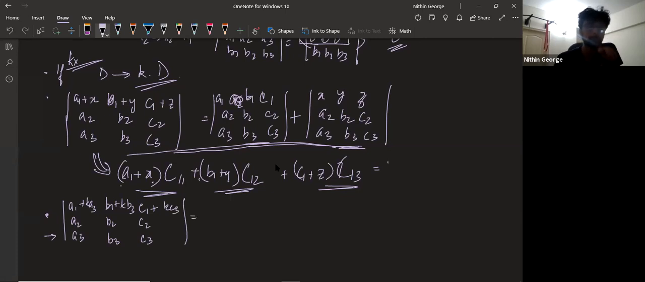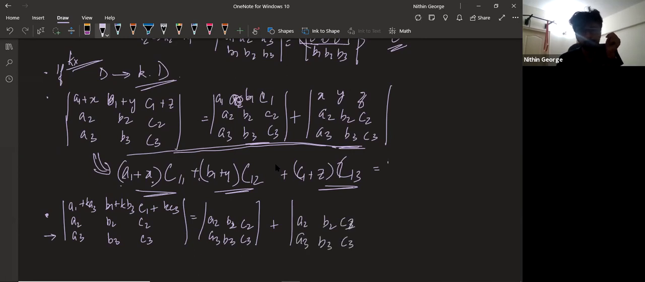So this can be split into a sum of two determinants, right? You can split along a particular row or a column. So I'm taking row 1 to split it. A2, B2, C2, A3, B3, C3 will remain the same for both the cases. You're splitting along one row or one column. So here you get A1, B1, C1. You should understand why I'm splitting it this way. KA3, KB3, KC3. So here I can take K common outside.